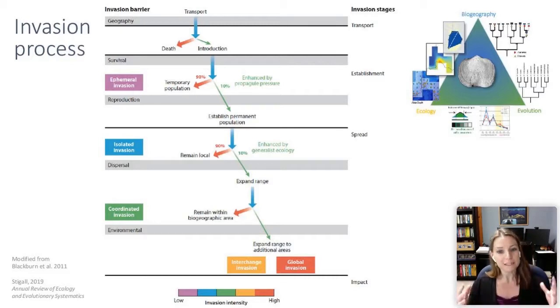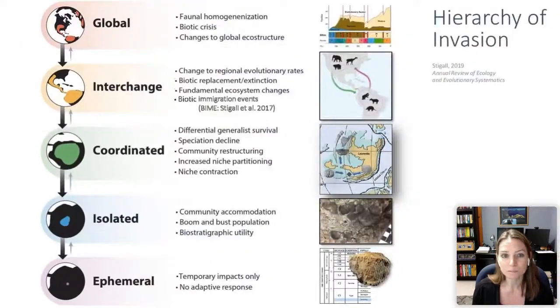But the more established we get, the lower down on this list, or the warmer the colors become, the bigger the chances for preservation success, and also the bigger the chances for impact in environmental and evolutionary space. So this is the context of the invasion hierarchy that I've worked on establishing. So let's start at the bottom.